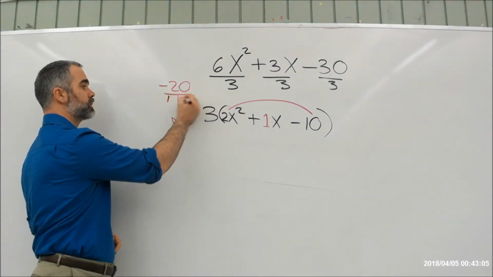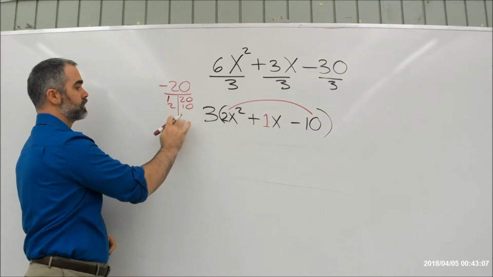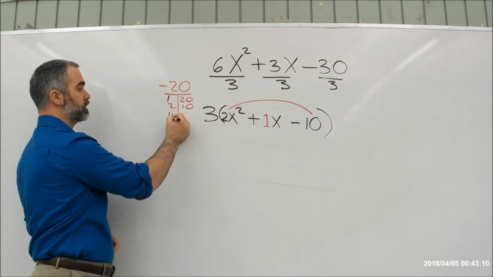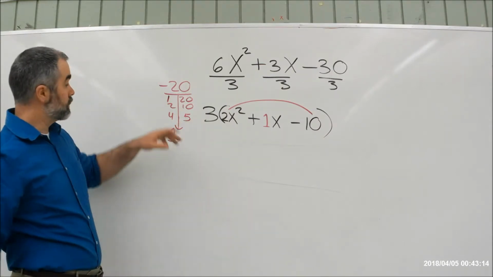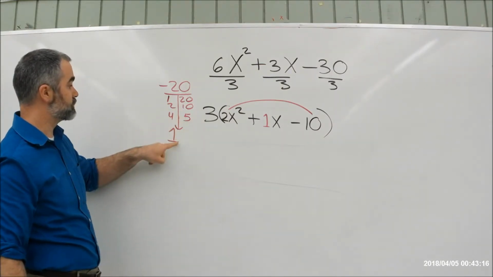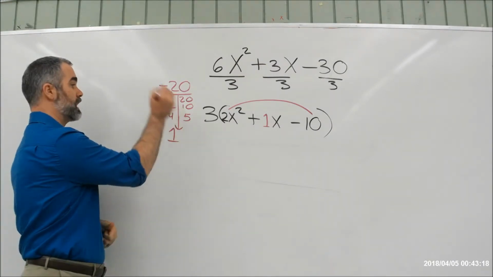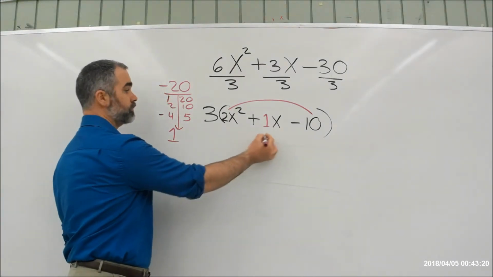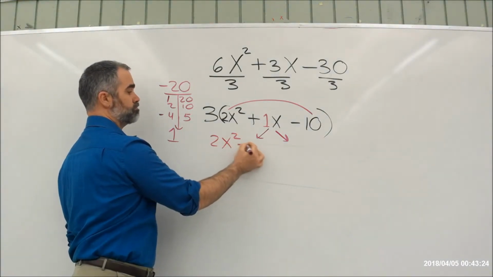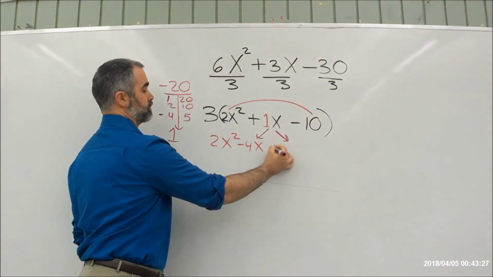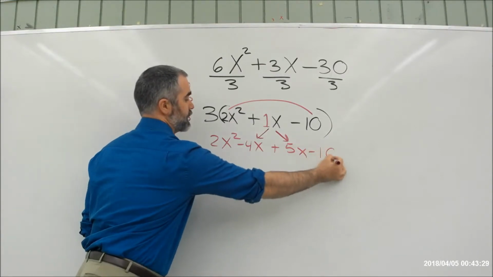1 and 20 won't work. 2 and 10 won't work. 4 and 5 will, but I have to be careful about where my negative is. The 5 can't be negative because it would have to be negative 1. The 4 has to be negative. Rewrite my middle term. So I have 2x squared minus 4x plus 5x minus 10.